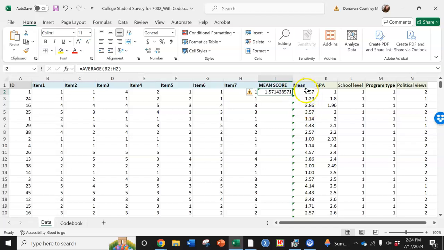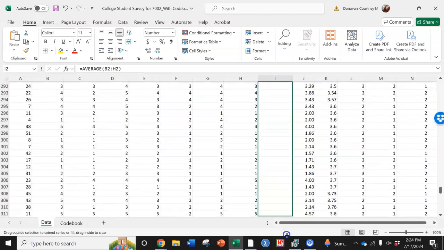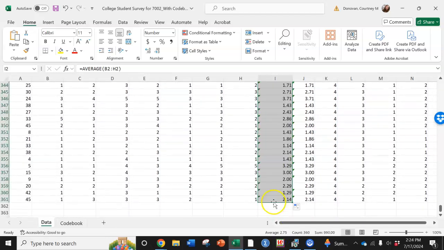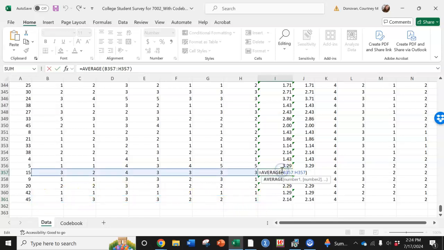If I want it to look like the mean score that I've already given you, I'm just going to go up here to the decimal and decrease decimal to 2 spaces. And then I'm going to copy this all the way down my data set. And that is going to create the equation. So it is the average score, the mean score of all of these items for each person. So when I click on it, it's averaging out each person.